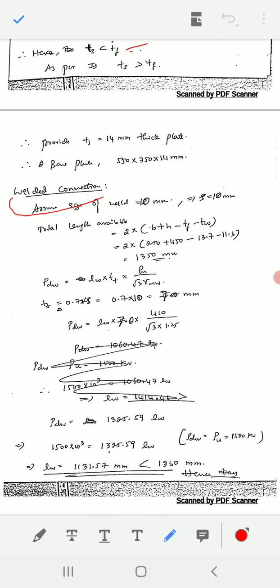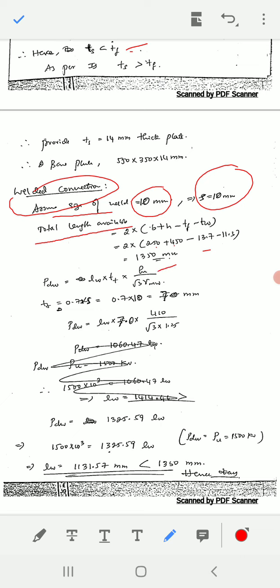Now we have to go for the welded connections. The size of the weld you have to assume initially as 10 mm, that is S is equal to 10 mm. Then you have to find the total available length. The formula is 2 into B plus H minus TF minus TW. You substitute all the values and you get the total length available for the weld, that is 1350.